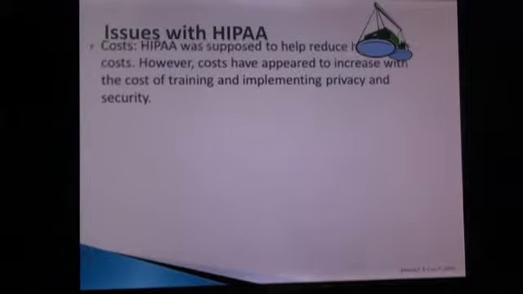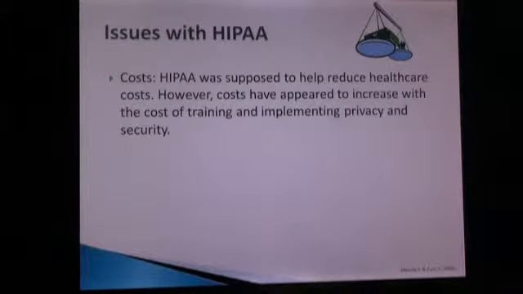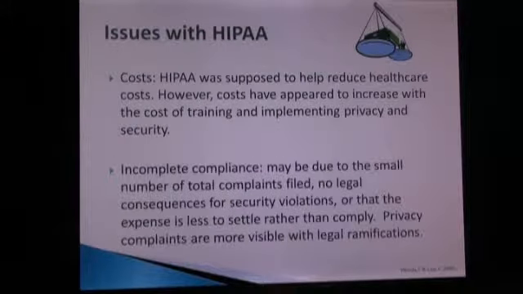Issues with HIPAA continued. Costs. HIPAA was supposed to reduce healthcare costs. However, costs have appeared to increase with the cost of training and implementing privacy and security. Incomplete compliance. This may be due to the small total number of complaints filed, no legal consequences for security violations, or that the expense is less to settle rather than comply. Privacy complaints are more visible with legal ramifications.